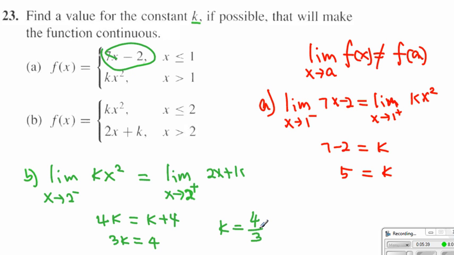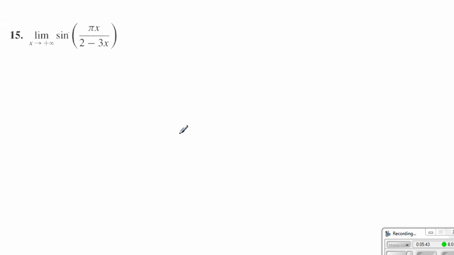All right, so let us continue to the next question. Here, we have to evaluate this limit.